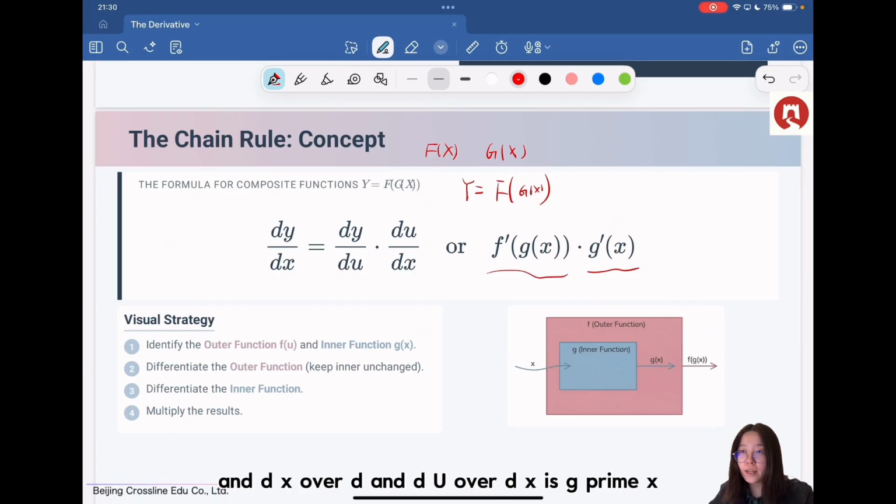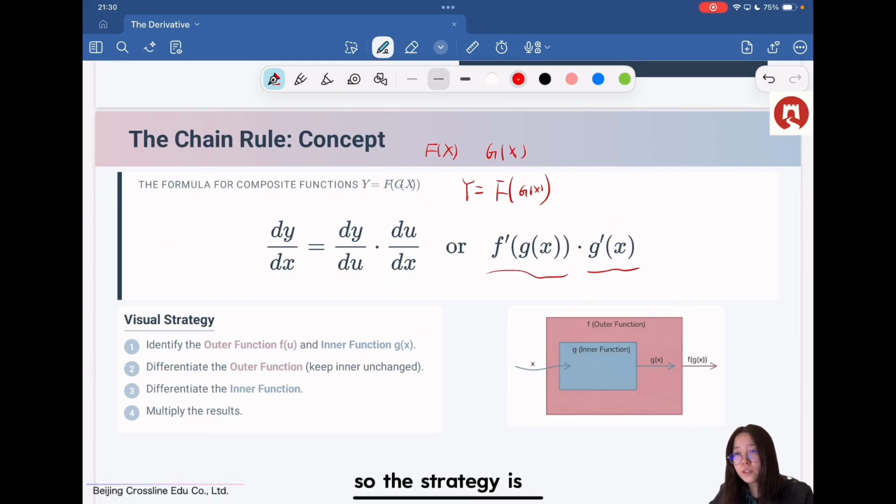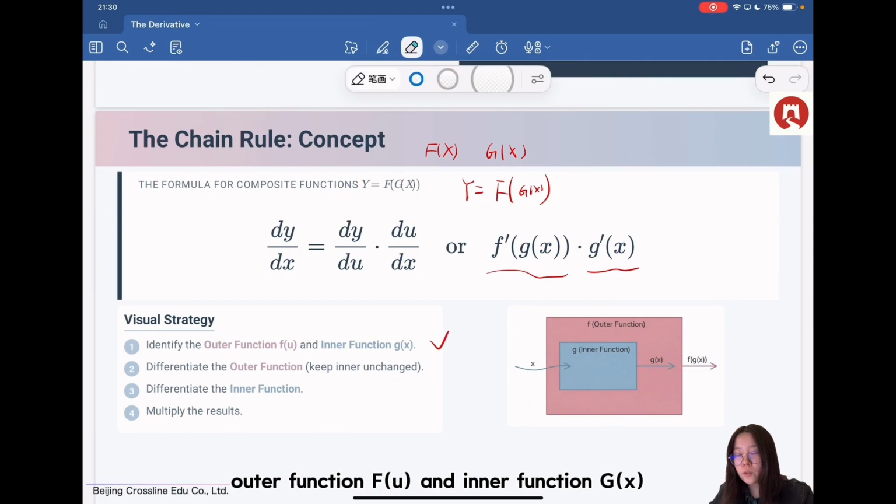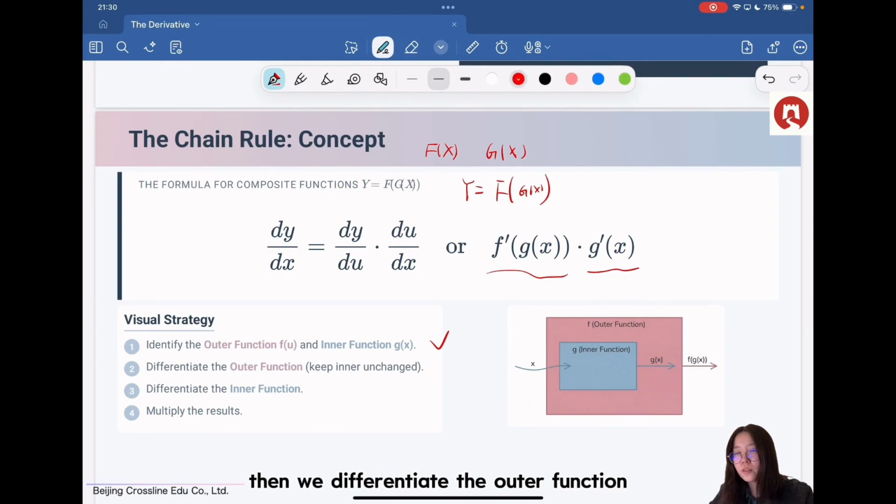is g prime of x. So the strategy is, first we should identify the outer function f of u and the inner function g of x. And then we differentiate the outer function without changing the inner function, then differentiate the inner function. Finally, we just multiply the results. Since we multiply these two derivatives, we call it the chain rule. So it's like a chain, it's consecutive. So now let's see an example.